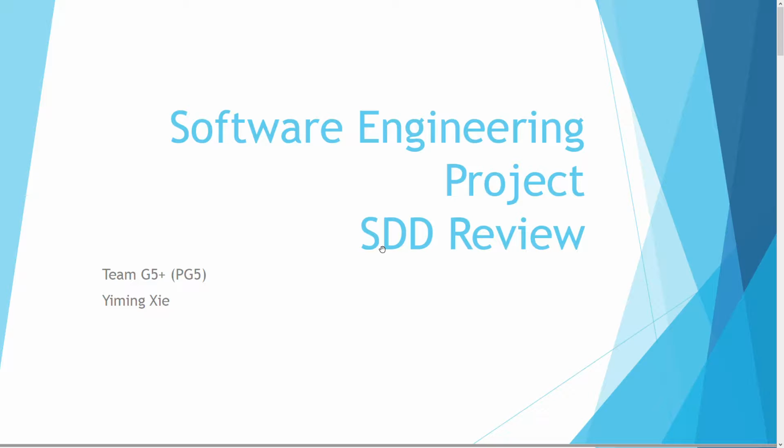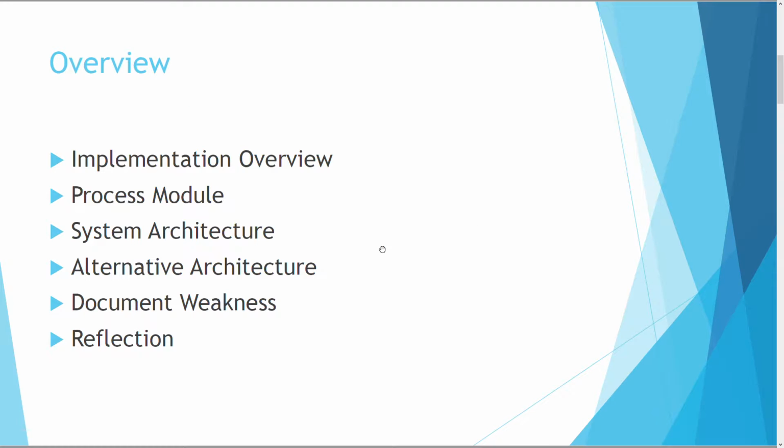Today I'm going to give an SDD review of the current software engineering project. I will begin with an overview of our implementation ideas, then an explanation of the process model, and then I'm going to focus on the system architecture, comparing the current and previous versions. After that, I will evaluate the weaknesses of our document, and finally, give a self-reflection presentation.